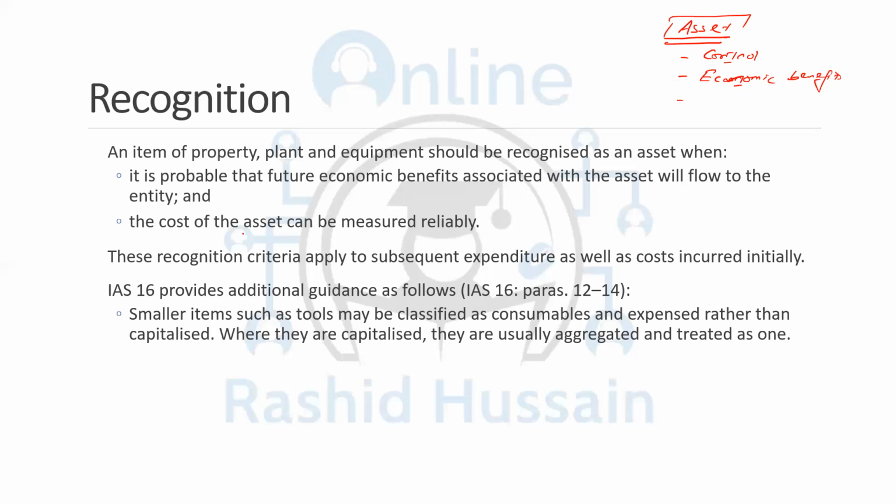And the third thing is that the cost of an asset can be reliably measured. Now we know that assets are being presented and recorded within the statement of financial position. Within the statement of financial position, there will be a main heading of the assets, and then you will have the non-current assets, and within non-current assets the property, plant, and equipment, and there is going to be a value in front of that.